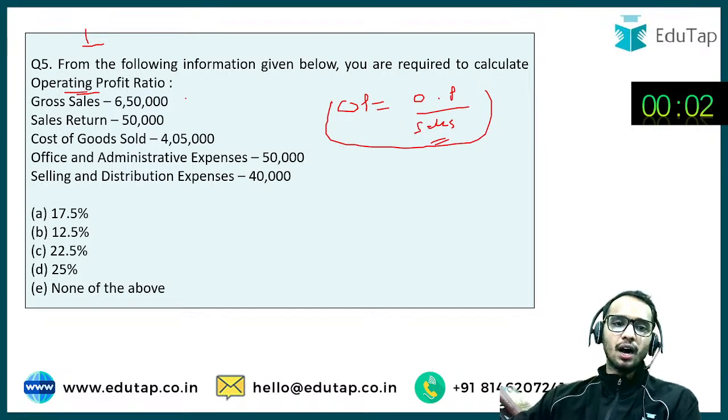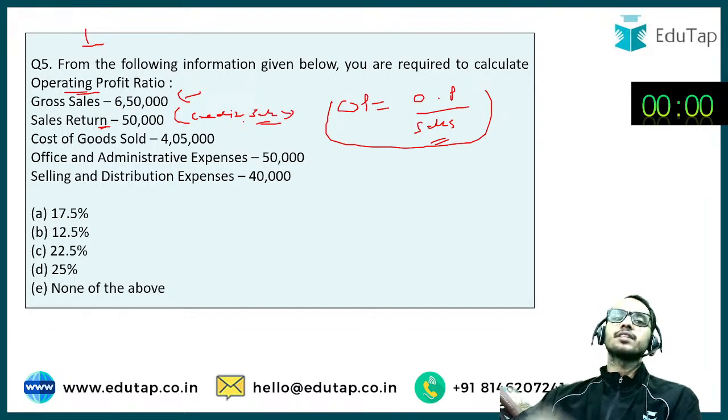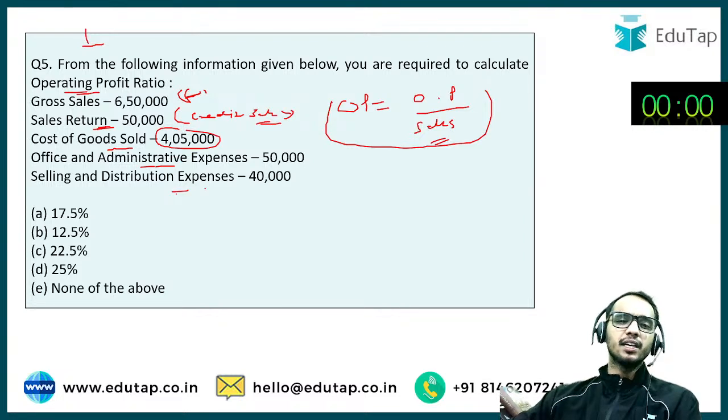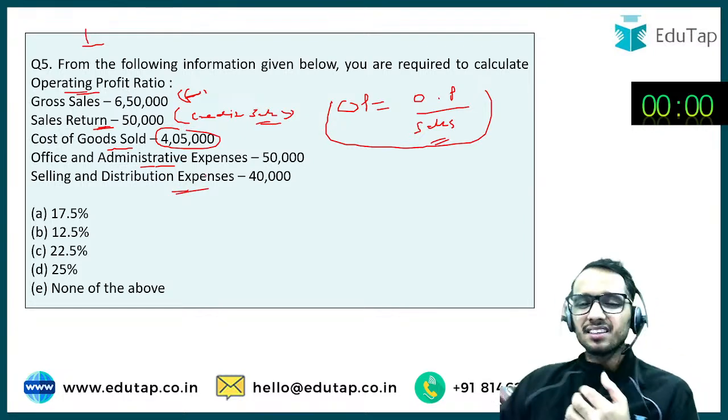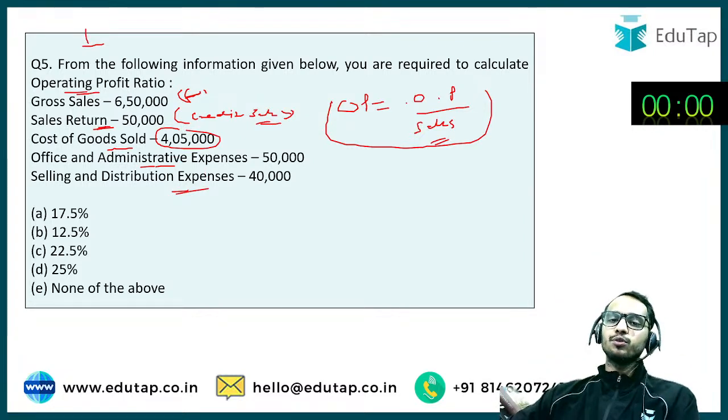Again, you have gross sales. Sales return from the credit sales. Okay, question, this is incomplete. From the credit sales, you have some sales return as well. Gross sales is given to you. Sales return is given to you. Cost of goods sold is given to you. Office and administrative expenses given to you. Selling and distribution expenses given to you. Very easy. See, what you need to do here, you have to calculate the operating profit.